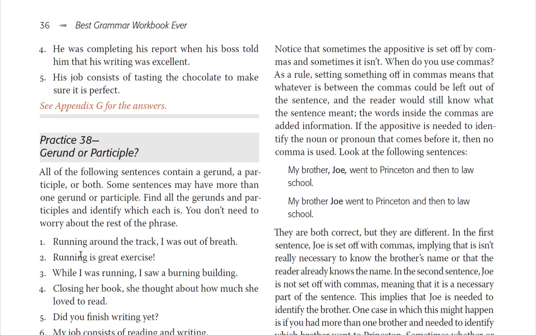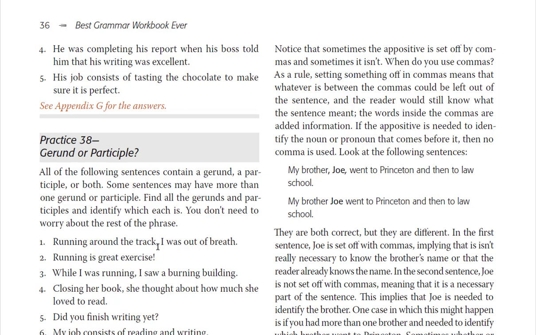So here, gerund or participle. "Running around the track, I was out of breath." Running around the track, and then here, which one is a gerund? So I know that number 2, "Running is a great exercise," is a gerund. So running around the track is a present participle because it's an adjective that modifies I.